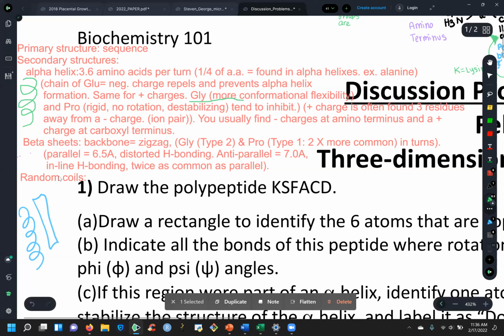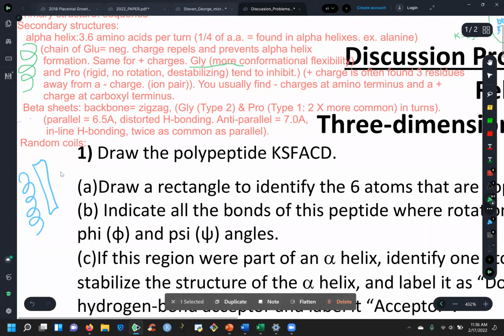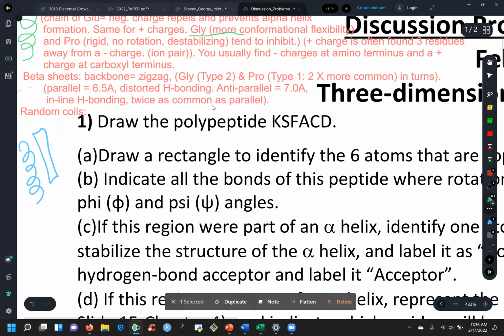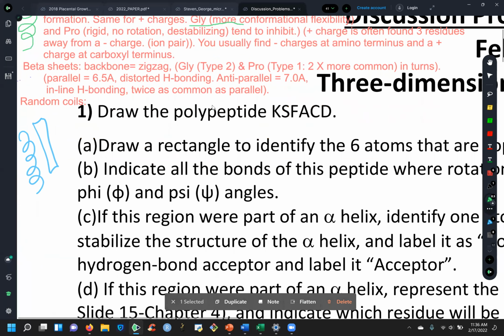Let's see. Beta sheets. The backbone zigzags. So you have two different types of beta turns, type 1 and type 2. In type 2, you normally see glycine. And then in type 1, you normally see proline. And proline is 2 times more common in turns. And you have 2 types of beta sheets. They're parallel, and then you have anti-parallel. And the anti-parallel are twice as common as parallel.